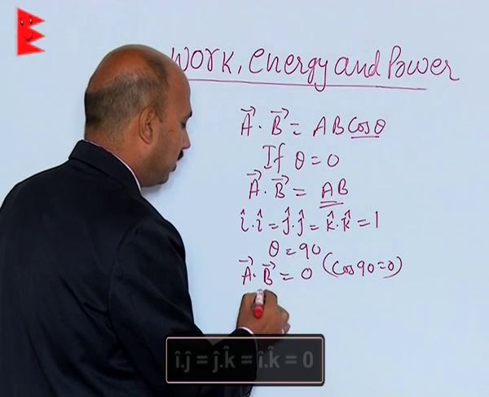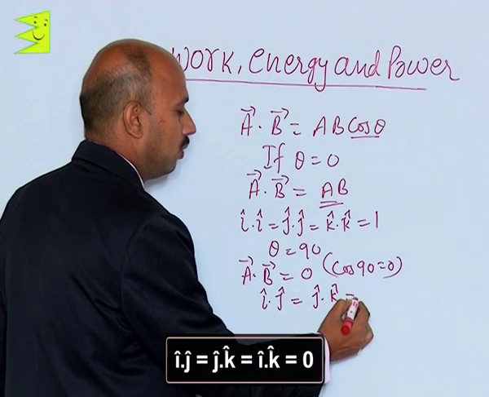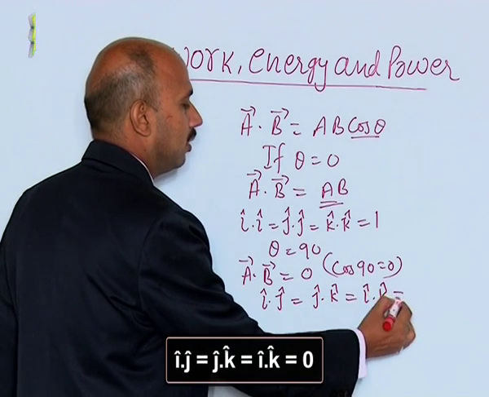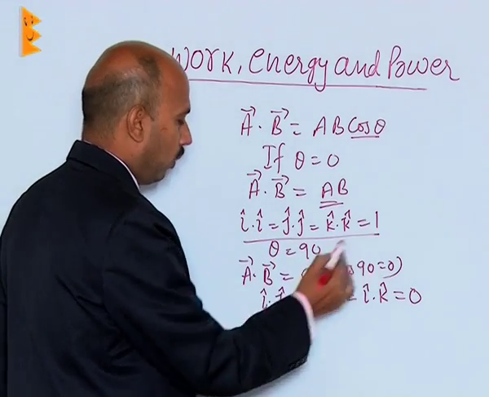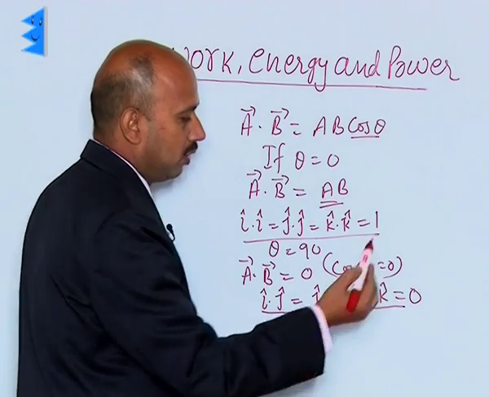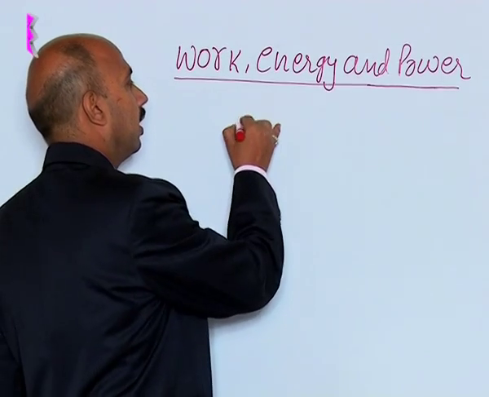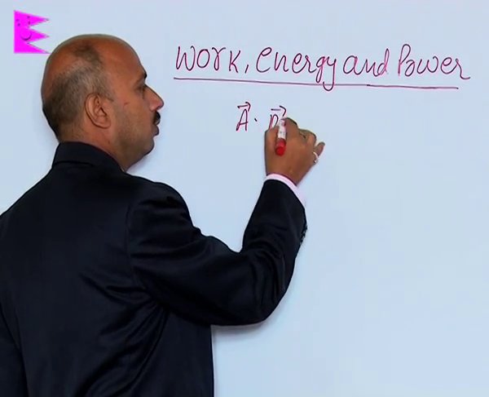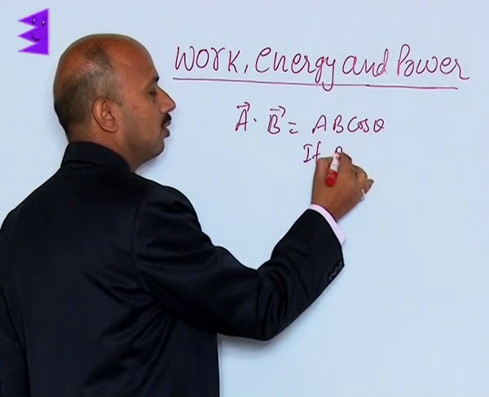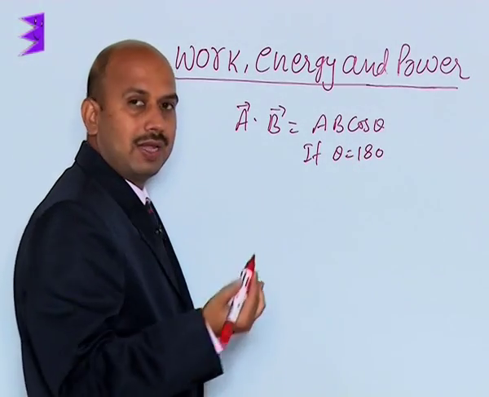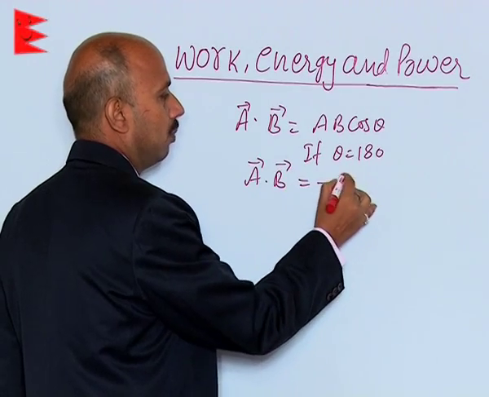You can take the example here: i cap dot j cap is equal to j cap dot k cap is equal to i cap dot k cap is equal to 0. So i cap dot i cap is equal to 1, and if you take these perpendicular unit vectors, their dot product is 0. Let us see another case. A dot B is equal to AB cos theta. If theta is equal to 180, cos 180 is minus 1, so vector A dot vector B is equal to minus AB.